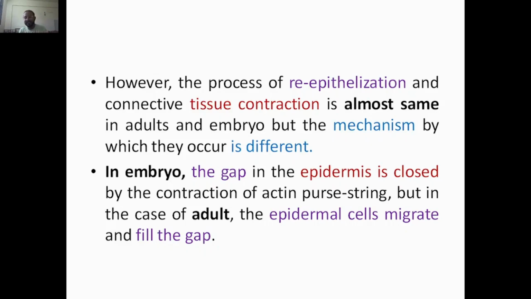But in the case of the adult, what happens? Epidermal cells migrate and fill the gap. So there is a difference. In the embryo it will be filled because of the contraction of the actin purse string, but in the case of adult, the epidermal cells migrate and fill the gap. So that's the major difference.